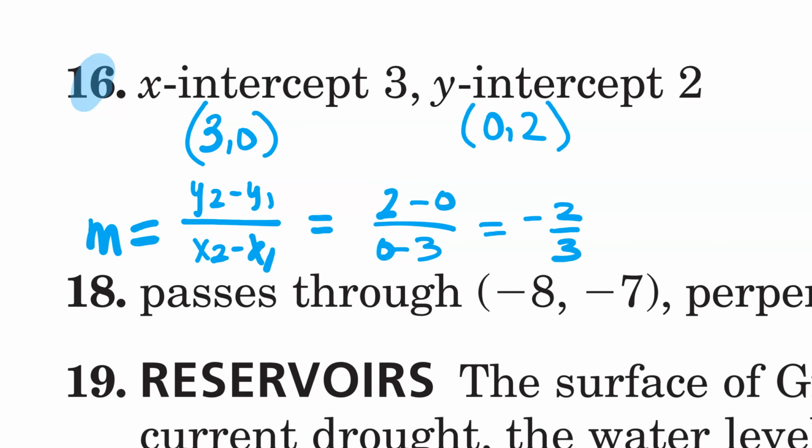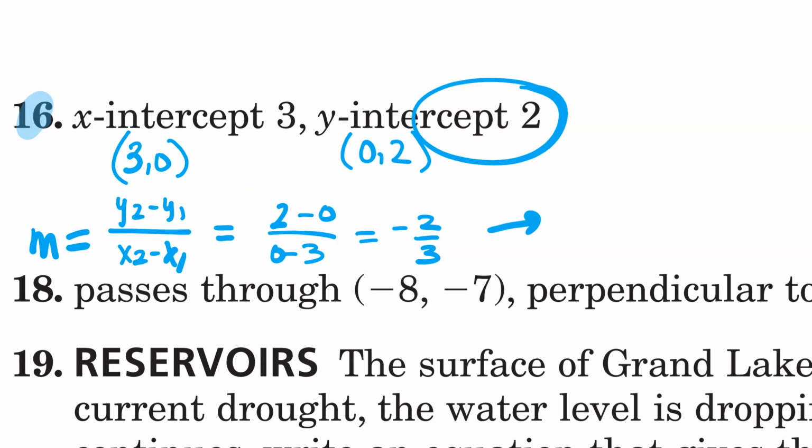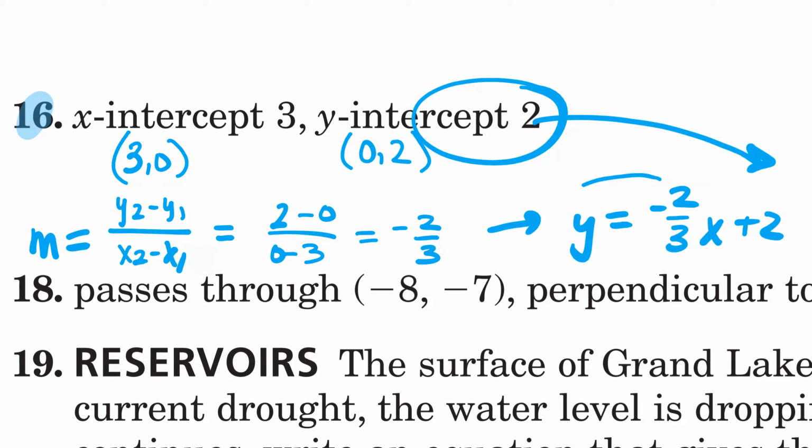So negative 2/3. And since we have the y-intercept, we can go straight to writing y equals negative 2/3 x plus 2. Because the 2 for my intercept is what goes on the right side. Slope intercept form.